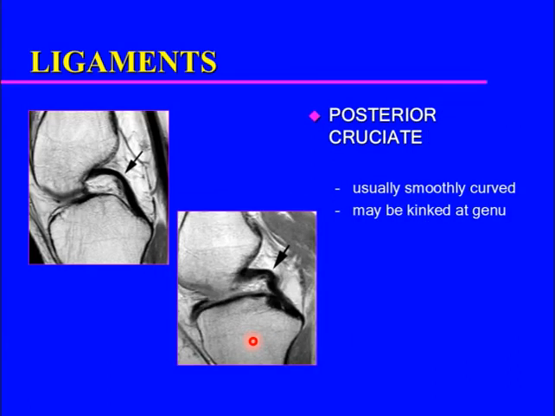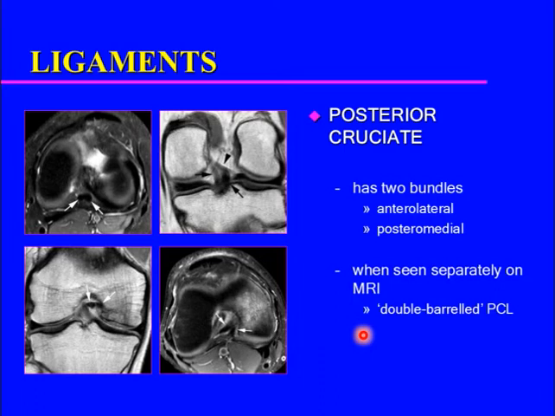Posterior cruciate ligament, usually it's smoothly curved, but may be kinked. I'm sure we've all seen this appearance, kinked at the genu. Also, the posterior cruciate ligament has two bundles, anterolateral and posteromedial. You may see them separately on MRI, this is called double barrel PCL. It's just like a double barrel shotgun, two ligaments. Okay, you can see it here.